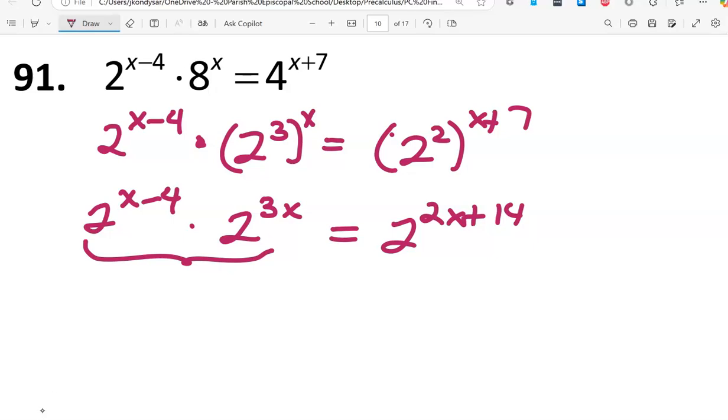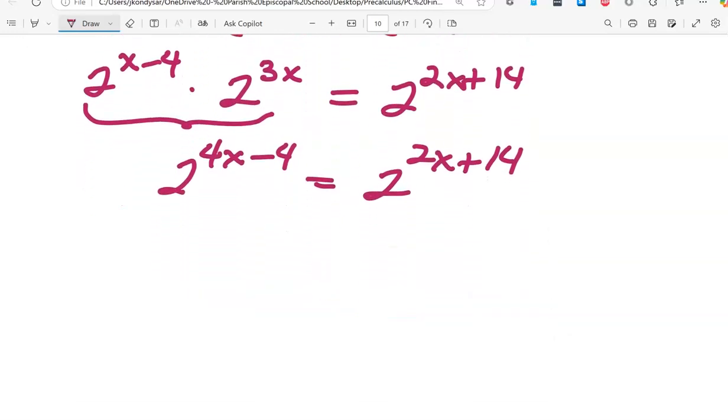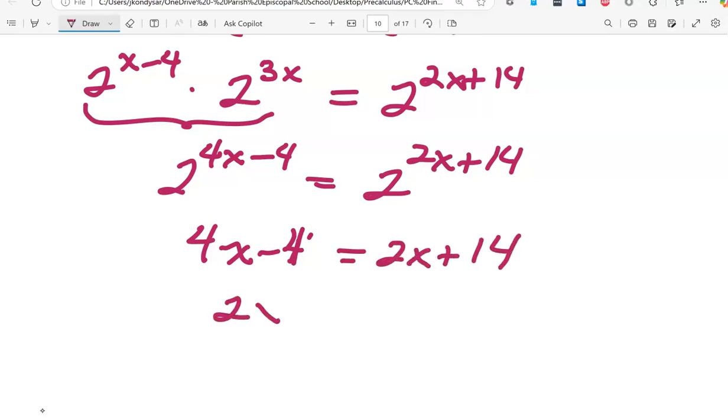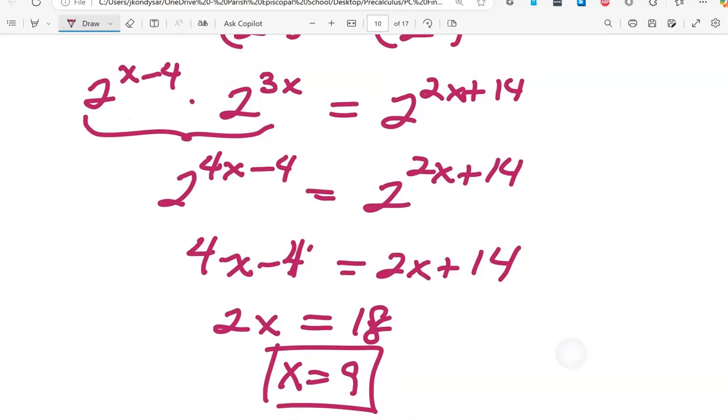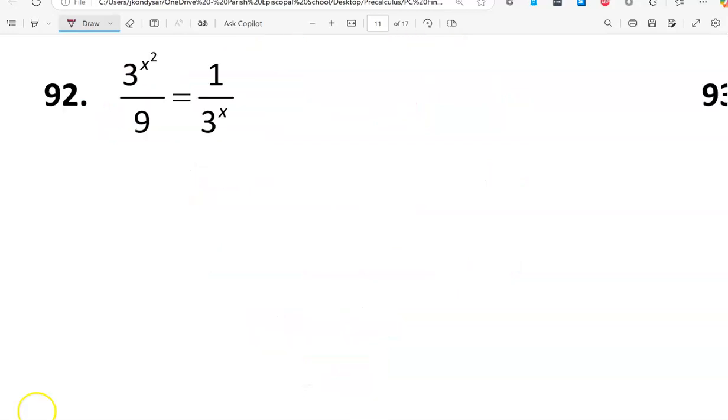On the left side, we can combine these. When we multiply like bases together, we keep the base and add the exponents. So that's 2 to the 4x minus 4 equals 2 to the 2x plus 14. Now that both sides are expressed as powers of the same base, we can equate the exponents. Subtract 2 from both sides, add 4 to both sides, and divide, and x is equal to 9. It's not necessary to check every single solution on an exponential equation because exponents can be any value. They can be negative, positive, or 0.